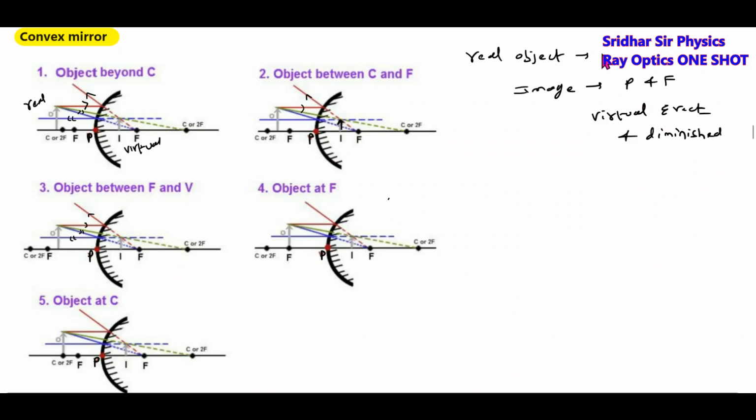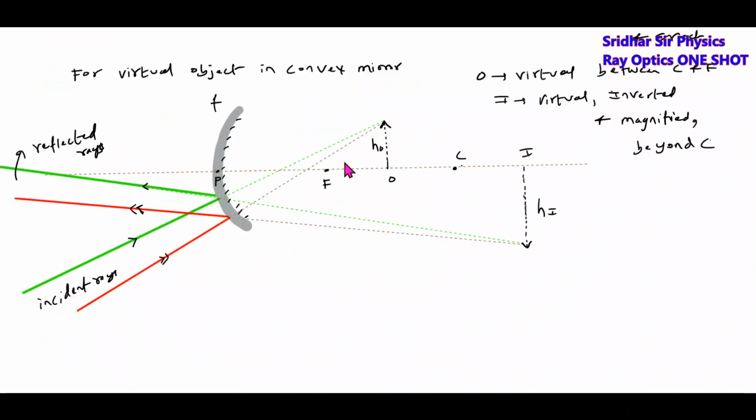Real object from minus infinity to pole, the image will be between pole and focus, erect, virtual and diminished. There's a convex mirror, and there's an incident ray tracer. There's a virtual object. After reflection, the rays will diverge from a point, and this is what we get here: a virtual image.